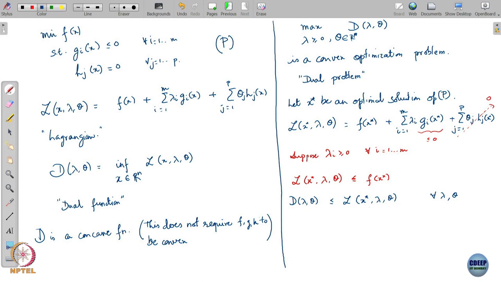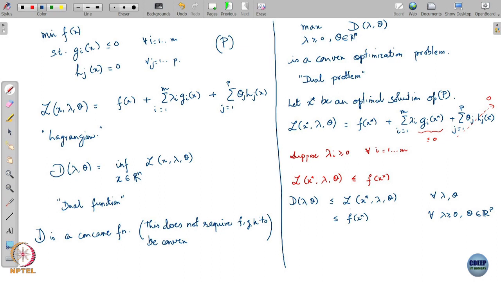Now, what does this mean? This quantity L of x star comma lambda comma theta was itself less than or equal to f of x star. And in getting to this inequality, we needed that lambda is greater than or equal to 0 and theta is in R p. So, for lambda greater than or equal to 0 and for any theta, we have that d of lambda comma theta is less than or equal to f of x star. This is true for all lambda greater than or equal to 0 and all vectors theta.